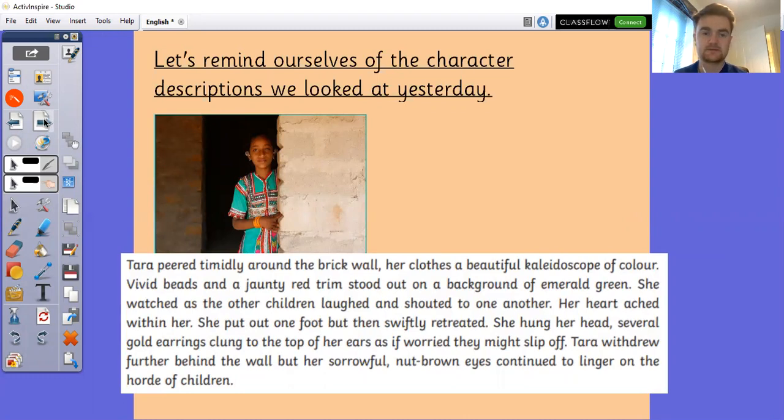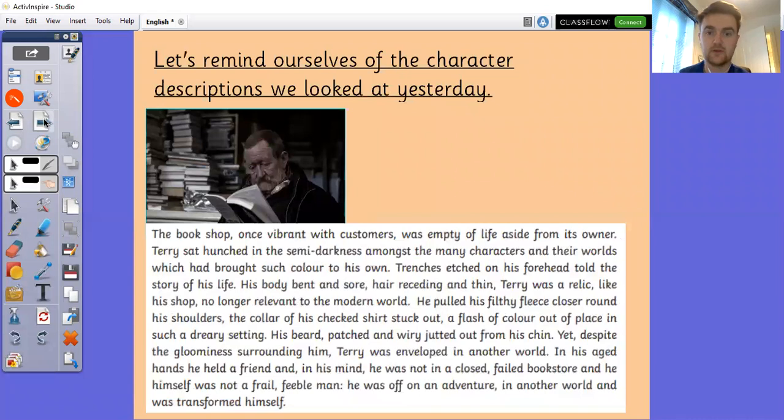And let's have a look at the second one. Do the same thing. So if any of your characters are shy, then you might want to use some of the things in here to help you. You can magpie all those amazing ideas. And have a look at the third one as well.